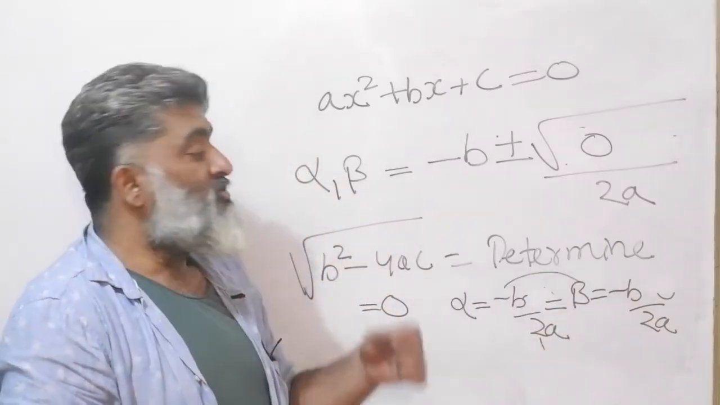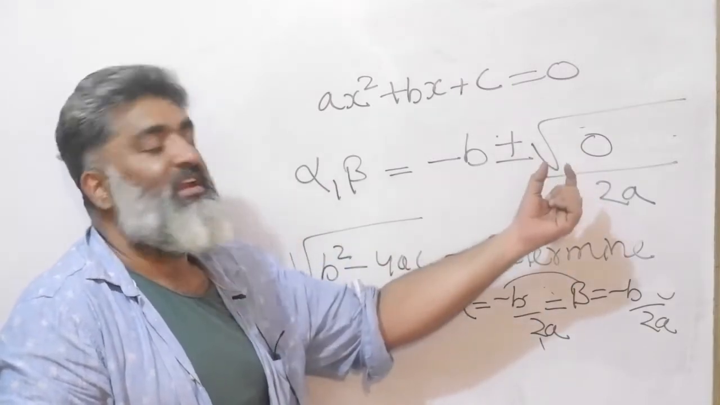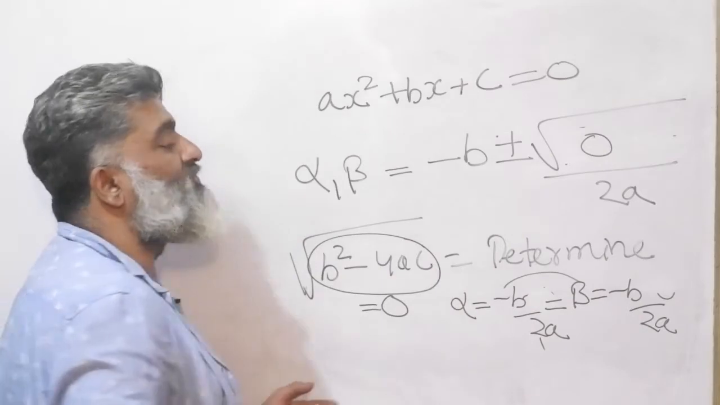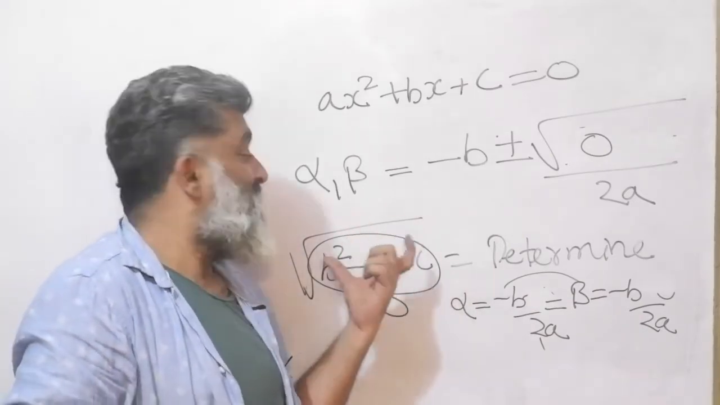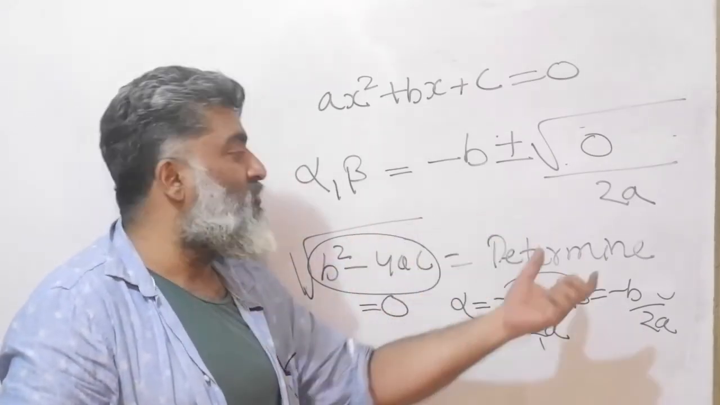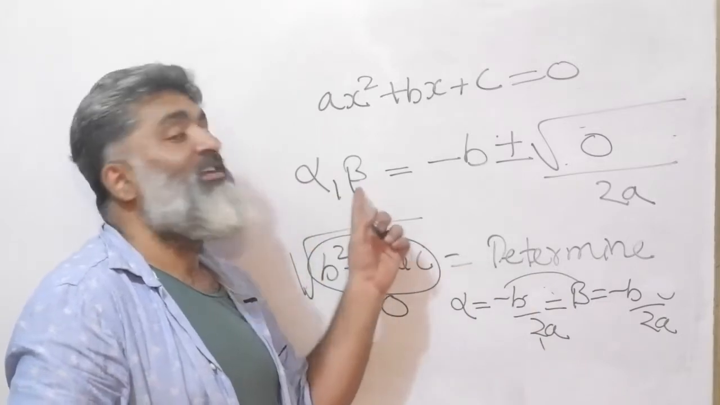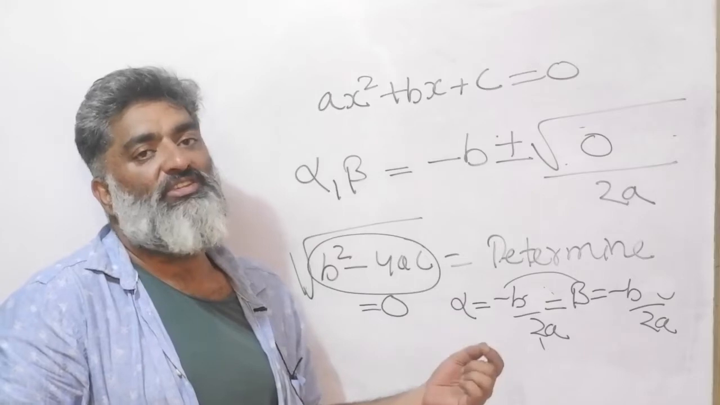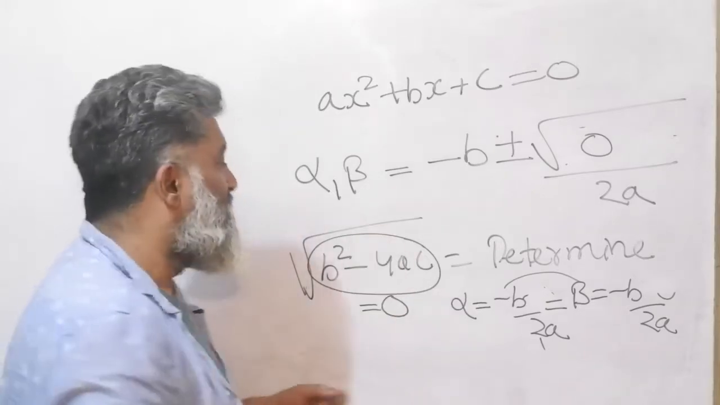So if the determinant, and what is the determinant? Determinant is nothing but b square minus 4ac. If this expression is equal to 0, you know the roots will be equal to each other, they will be identical to each other, right? So that is part 1 of the story.